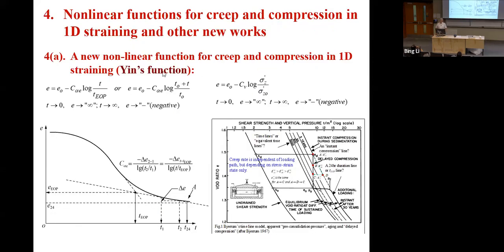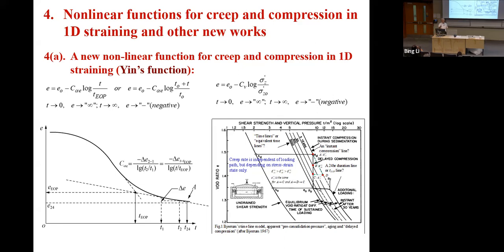Another good point to mention: for the oedometer test, normally people use a log function to fit the creep. You can see when the time increases, the void ratio will decrease. This is the initial void ratio. When the time increases, the void ratio decreases. But when the time is infinity, I mean the time is huge, many years, then this becomes negative. The void ratio can be negative. A negative void ratio is meaningless, wrong for soil mechanics. The void ratio for soils cannot be negative, right?